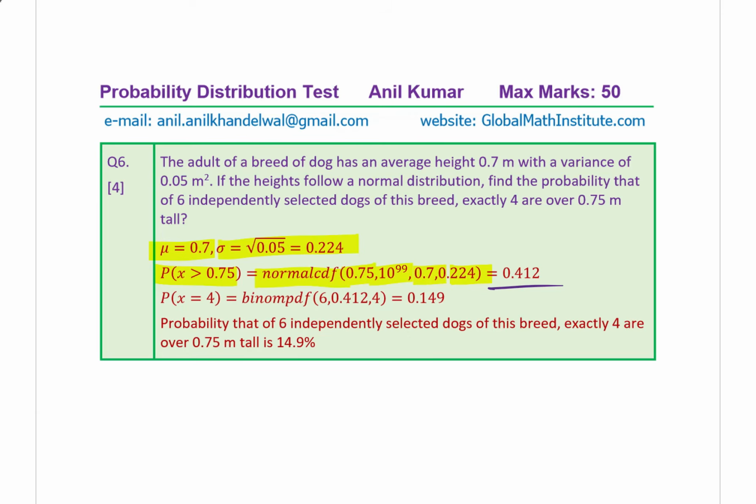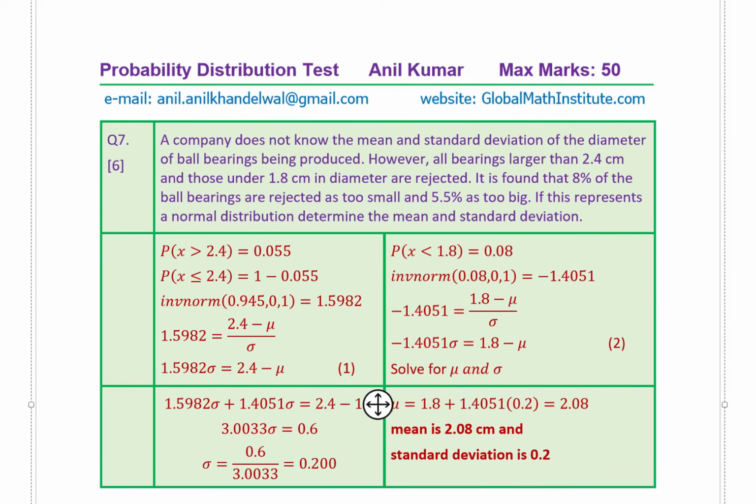So once we know that this is the probability, in that case, we can find the probability for x equals to 4 using the binomial distribution formula, which is binomial PDF, exactly 4. And then we get 6, 0.412, 4 as the parameters to give you the answer as 0.149. So the probability that of 6 independently selected dogs of this breed, exactly 4 are over 0.75 meter tall is 14.9%. So we are almost at the end.